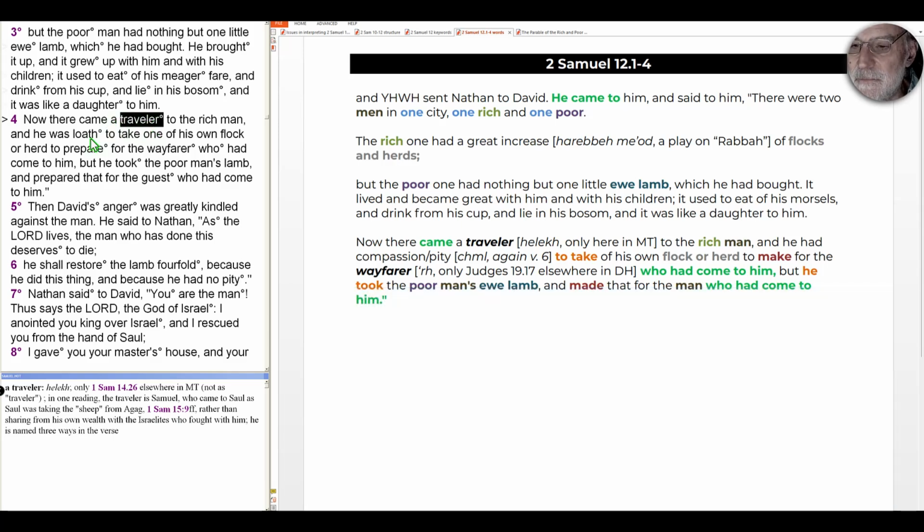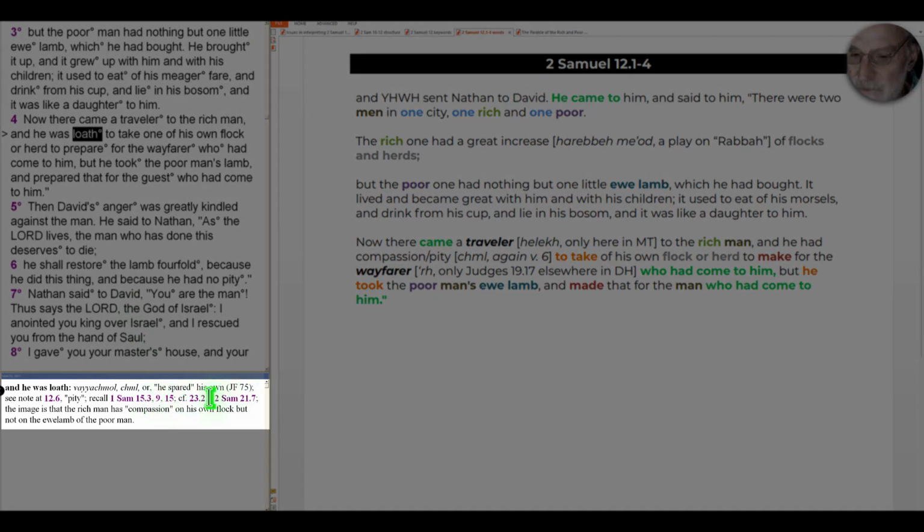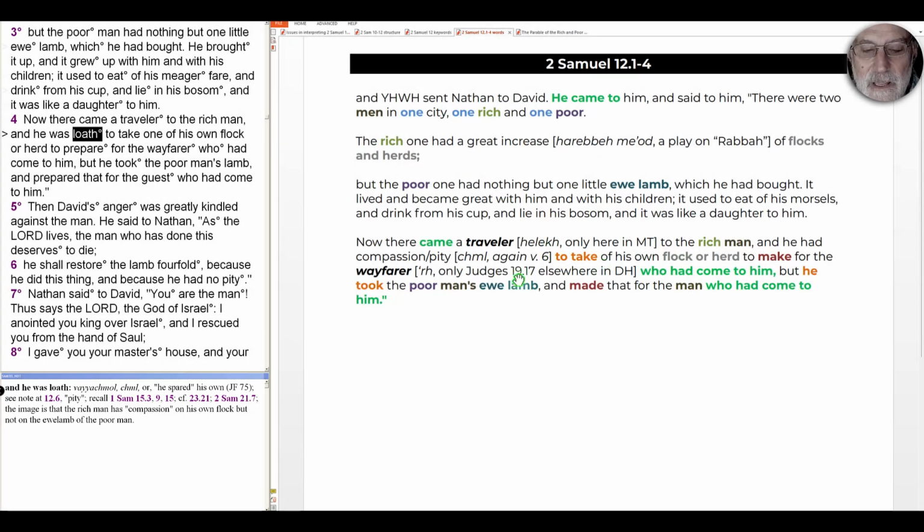A traveler comes to the rich man, and lo, there's not a good translation here of the Chamal. Falkman says he spared his own, but literally, as I translated over here, he had compassion or pity to take one of his own. So he has compassion or pity on his own flock, which is a very interesting thing, isn't it? That presumably your flock is there to eat for yourself or for others. And we don't know that the rich man has any special personal relationship with these animals. And yet we hear he has compassion or pity to not take from his own or to make.